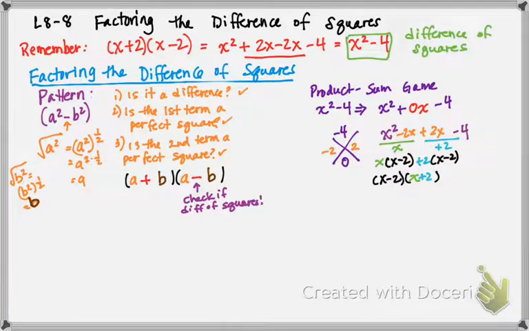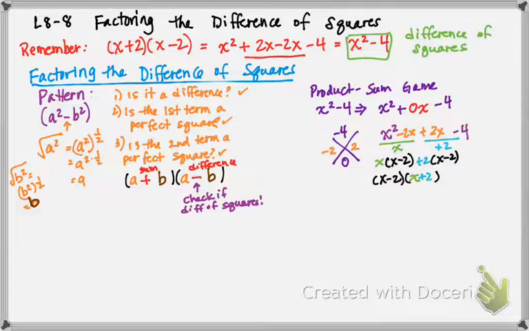Okay? So again, what you're looking for, is it a difference? That's first and foremost. If it's not a difference, if it's a sum, then it's not the difference of squares. Is the first term a perfect square? Is the second term a perfect square? So when you go back and you see what you have here, you're going to have signs that are different. One sum, one difference. So I'm going to write that word above. Sum and difference.